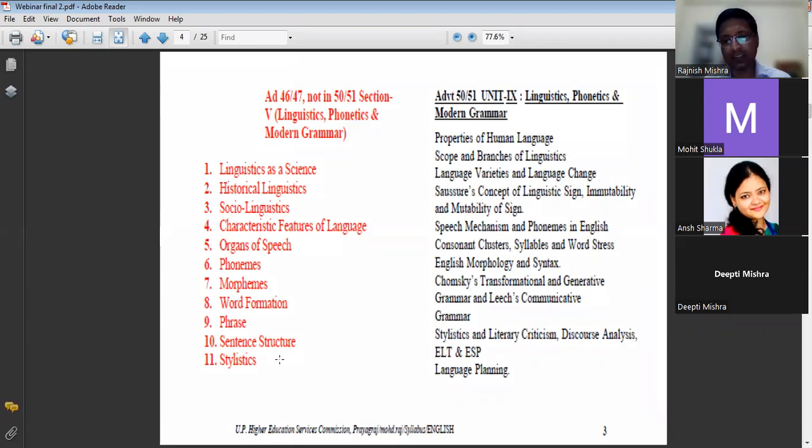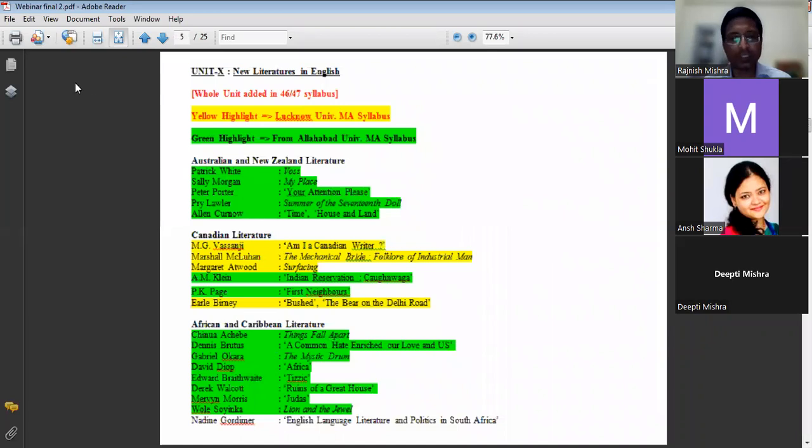The largest change, the biggest change was this unit number 10. From where it came, that has to be seen. I made my analysis and I've highlighted with green the areas in this syllabus that are from the syllabus of University of Allahabad, MA, directly copied and pasted from the MA syllabus of University of Allahabad. And the yellow highlight areas are the areas that are directly from the syllabus of Lucknow University, MA. So you can see that most of the texts prescribed here are from University of Allahabad. And then some of them in Canadian literature, only in Canadian literature, are from Lucknow University.